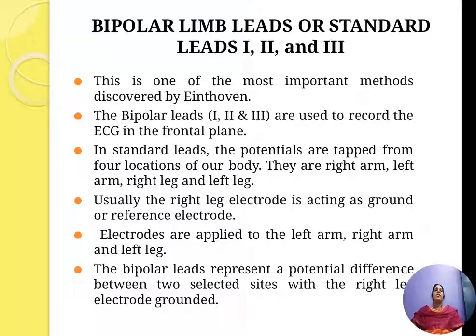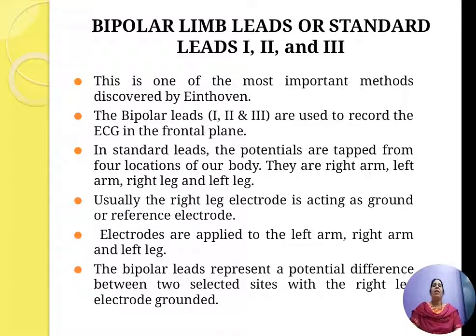This is an important method which was discovered by Einthoven. It is called bipolar leads 1, 2 and 3, and it is used to record the ECG in the frontal plane. Usually the right leg electrode is acting as a ground or reference electrode. The electrodes are applied to the left arm, right arm and left leg.